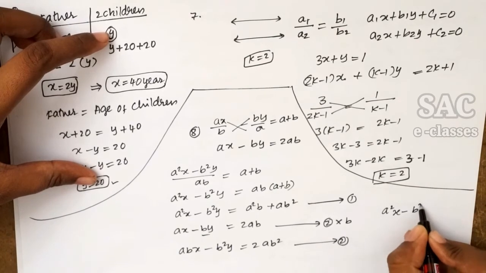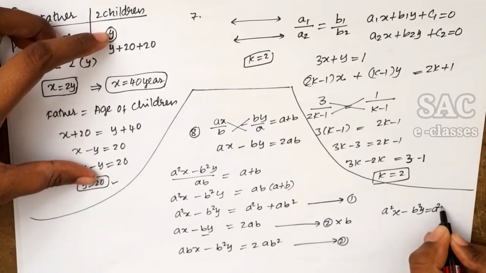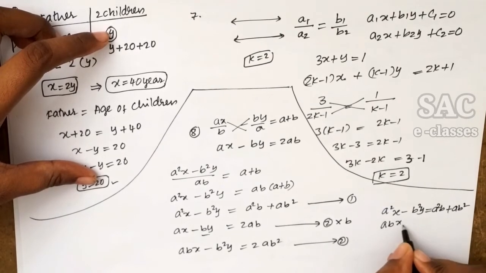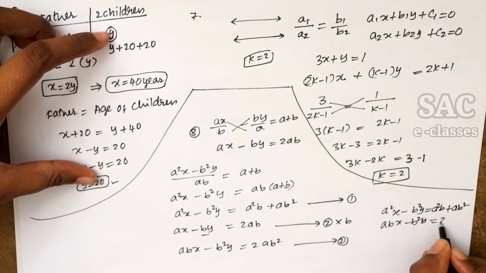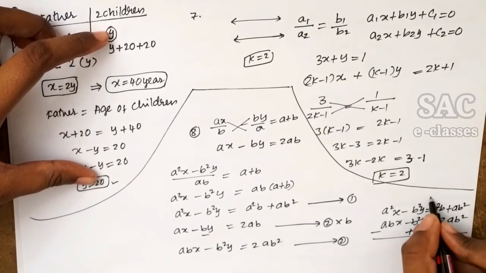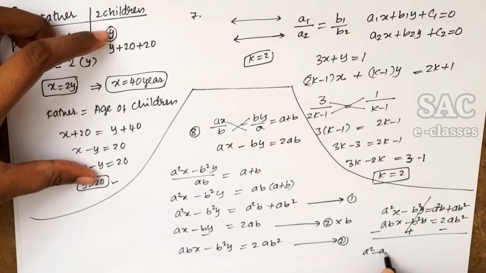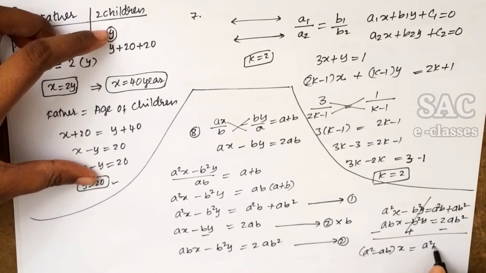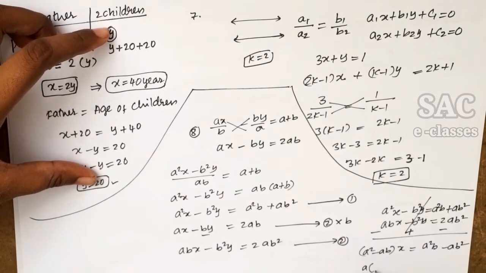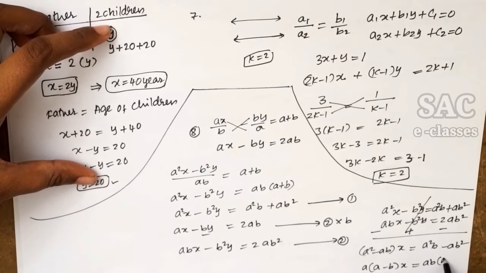a square x minus b square y equal to a square b plus ab square. abx minus b square y equal to 2ab square. Subtracting, minus plus minus. Then a square minus ab into x, and by subtracting you get a square b minus 2ab square and ab square will give you ab square. Take out a common, a minus b into x. Take out ab common, a minus b.